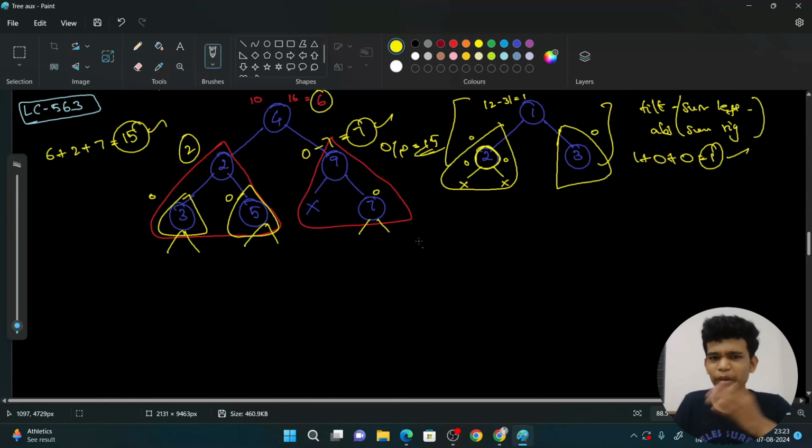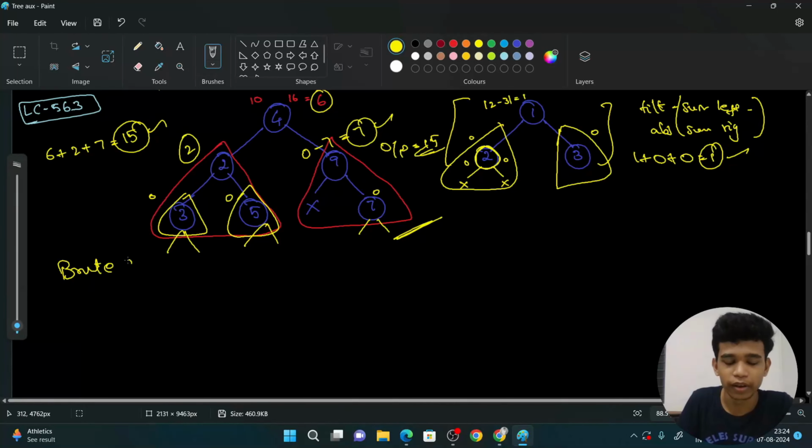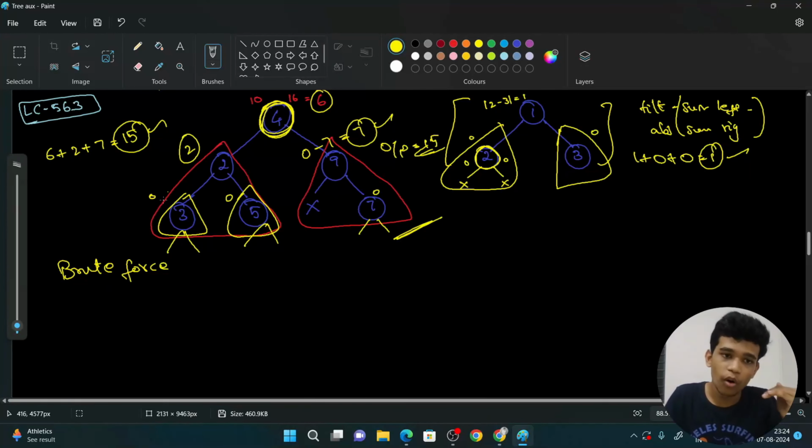Now, by seeing this example itself, we can go with a brute force solution. What is a brute force solution? First of all, take one node. Take this node 4 and calculate the sum of all the left subtree and the sum of all the right subtree by traversing them, and take the difference and add it to the result. That's it. Simple, right? So that is the brute force approach. And go for this 2. Then do this operation for the left subtree and also the right subtree. Then go for this 3. Again do it. Go for this 5. Again do it. Go for this 9. Again do it. Go for this 7.